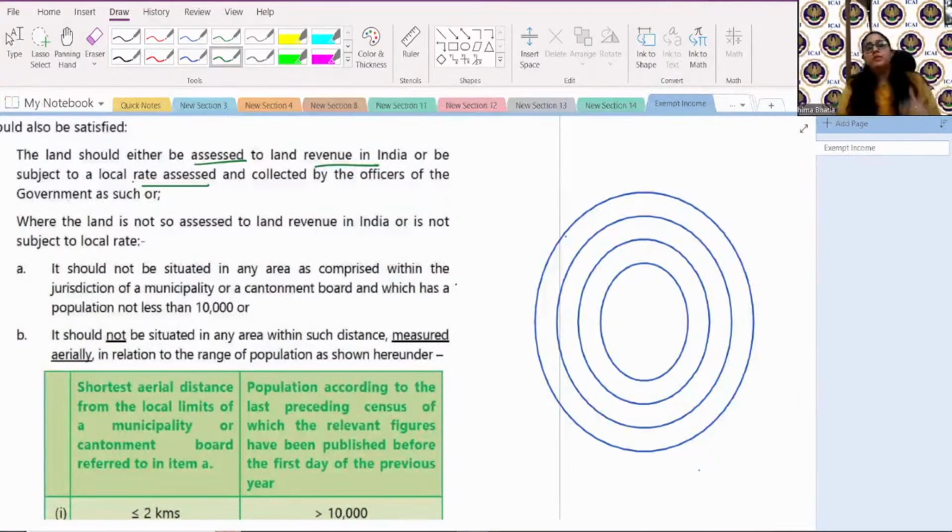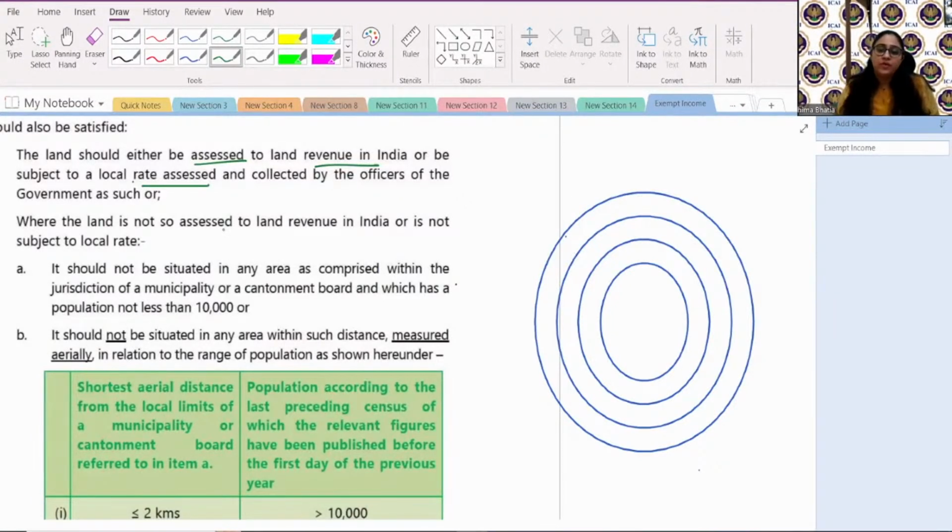Again, I'll repeat, for the farm building to qualify as such, it should be within the immediate vicinity of the land, number one, and that land should be either assessed to land revenue by the authorities in India or be subject to a local rate. If it is not, then what will happen?